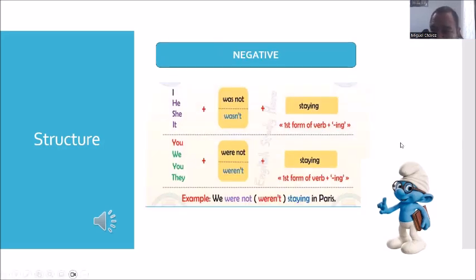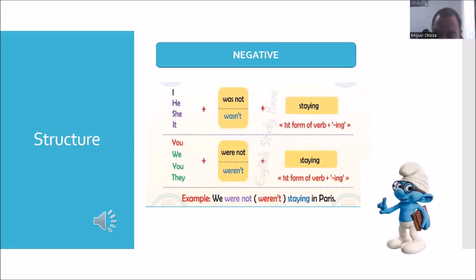To form a negative sentence in the past continuous tense, we begin with the subject and we use the past tense of the verb be, was, were, followed by not, and then the present participle of the main verb. It means the verb plus ing form. For example, he was not staying, I was not staying, you were not staying, they were not staying.